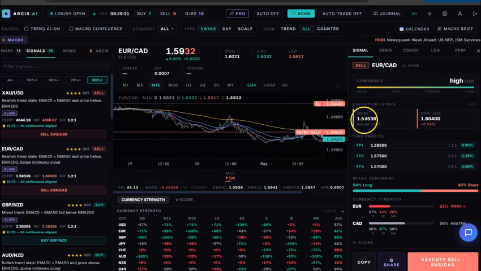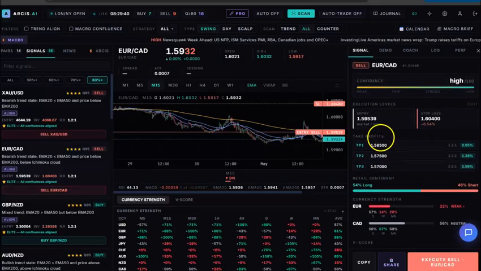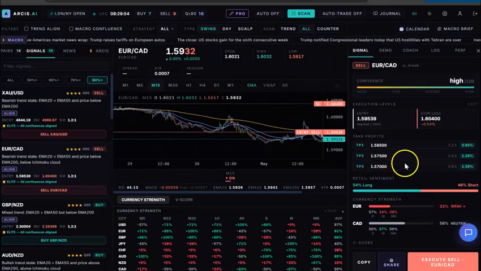It gives you the execution levels, which is just the entry level and the stop loss level. It gives you TP1, TP2 and TP3. So the way you want to work that is, at TP1 you take off 30% of the position, at TP2 you take off another 30% of the position, and then at TP3 you just let it run till TP3. At TP1 you close 30% and move your stop loss to entry price.